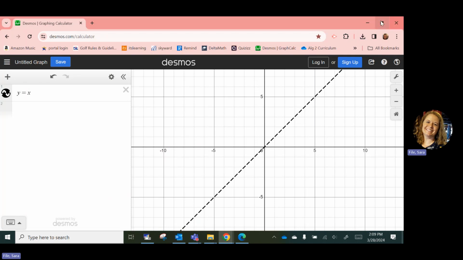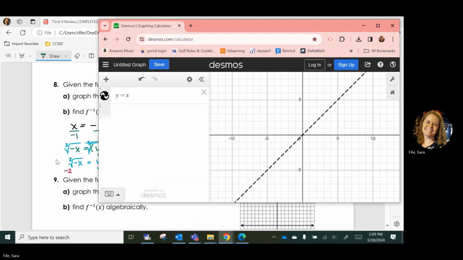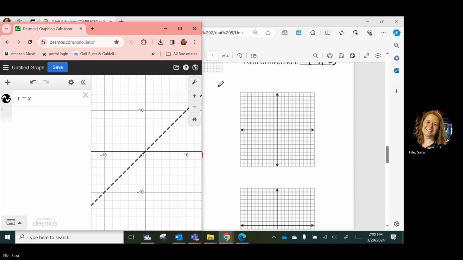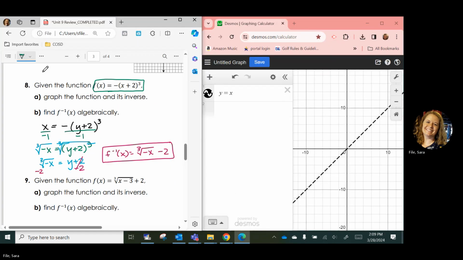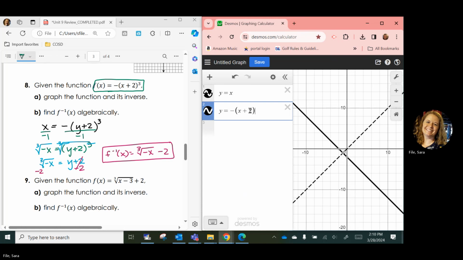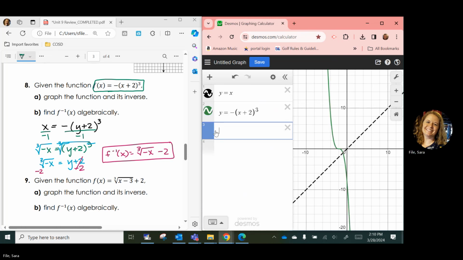Let me minimize that, make that a little smaller. Come on. There we go. Okay. So I like to have the line y equals x in there as a dashed line. And then I'm going to put the original in. Make it the green. And then I'm going to put the inverse that I found in.